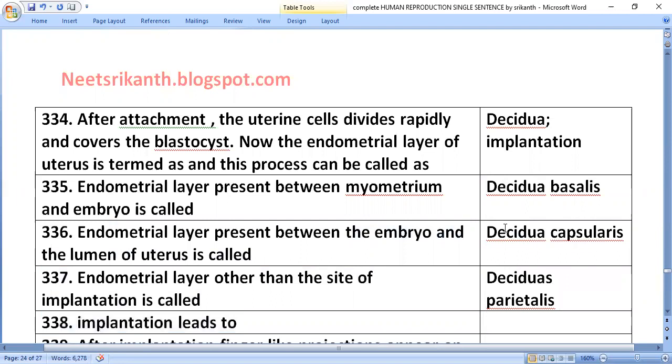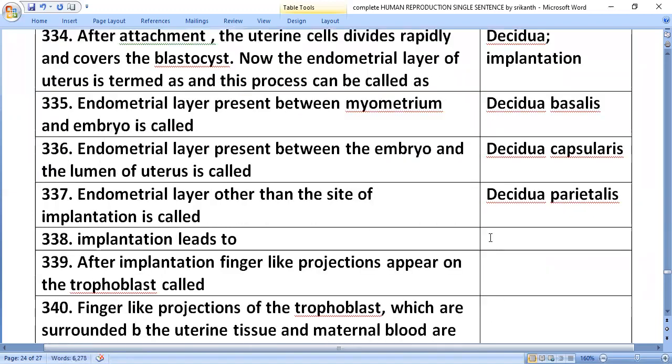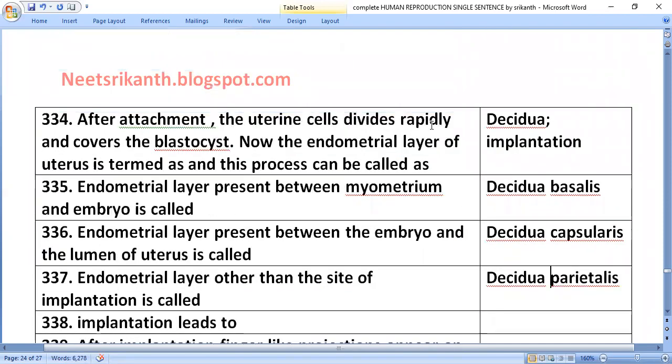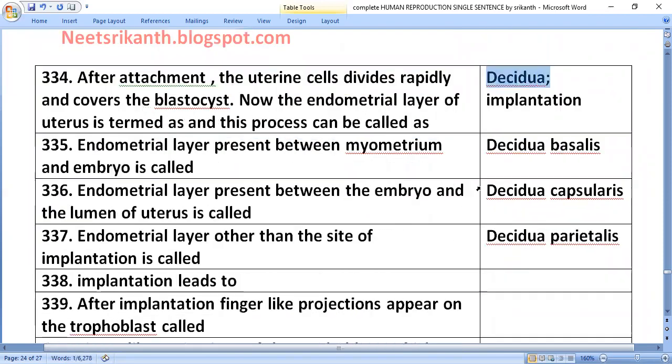Implantation leads to pregnancy. The decidua is nothing but the endometrium layer. We have three types: decidua basalis, capsularis, and parietalis. After the implantation, the endometrium layer is called decidua.